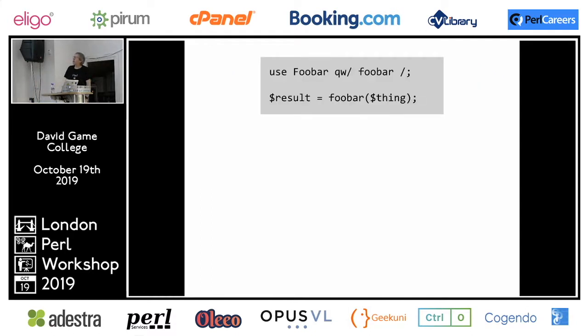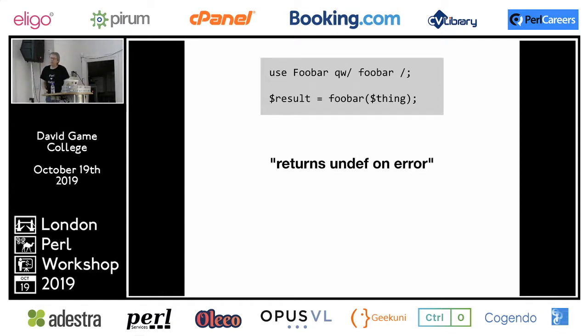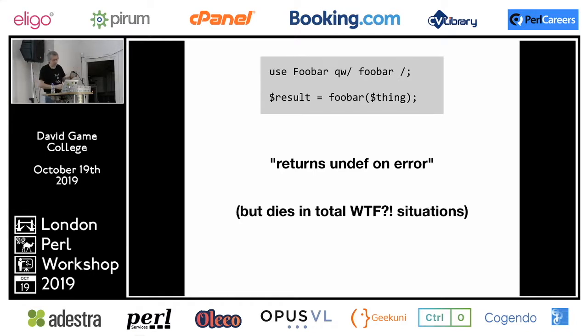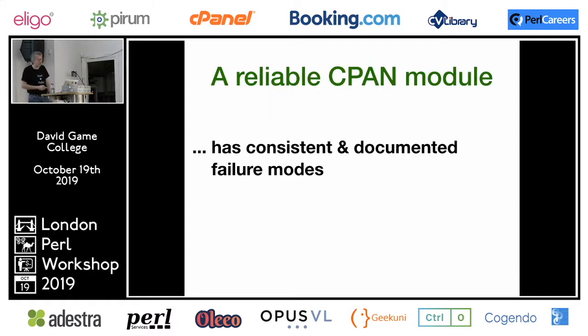Another thing that I've noticed as well is you see code like this, and in the documentation it will say returns undef on error. And then in production at some random point, you discover that actually in certain very strange arcane scenarios, it will die, and that might cause you problems. So a reliable CPAN module has consistent and documented failure modes, and I'm just as guilty as everyone else of failing on that. You know, returning undef, but oops, something bad happened. The easiest thing is if I just croak here.